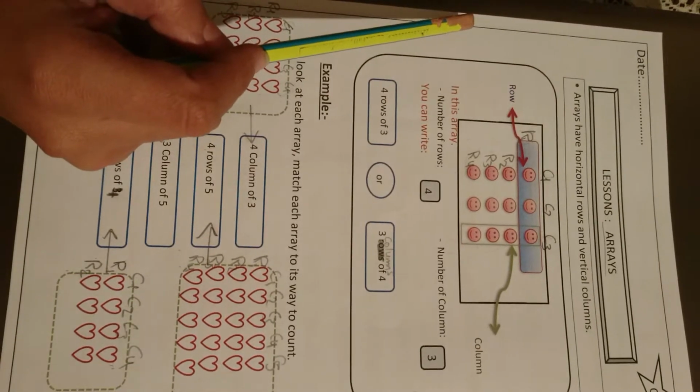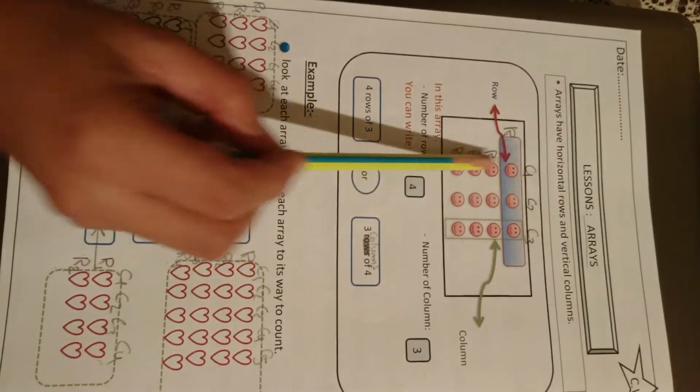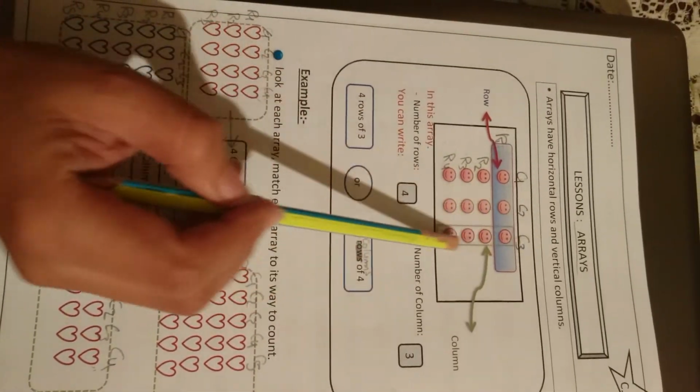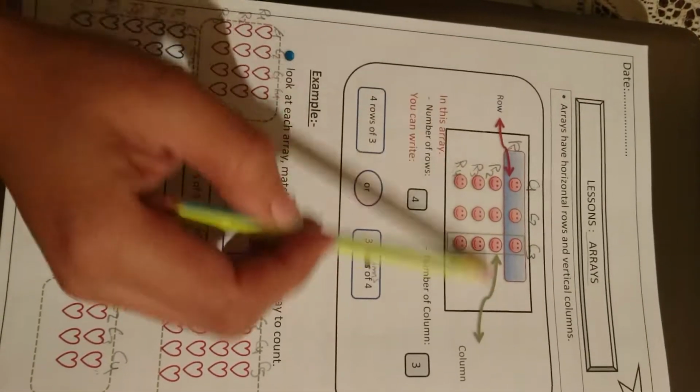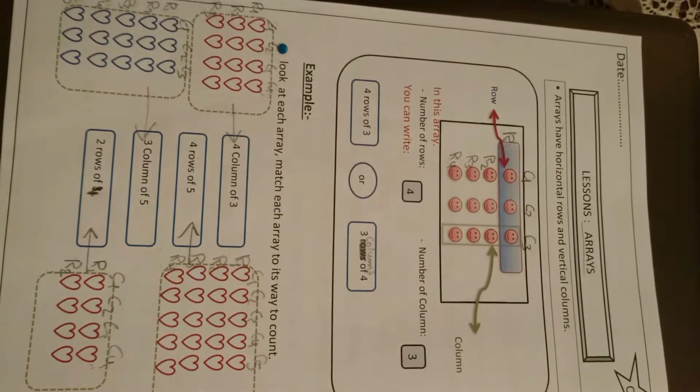And what is the column? The column is when you go up and down, when you move up and down. Okay, so that is column number 1, column 2, column 3. Okay, when I put some objects into rows and columns, that's what I call an array.